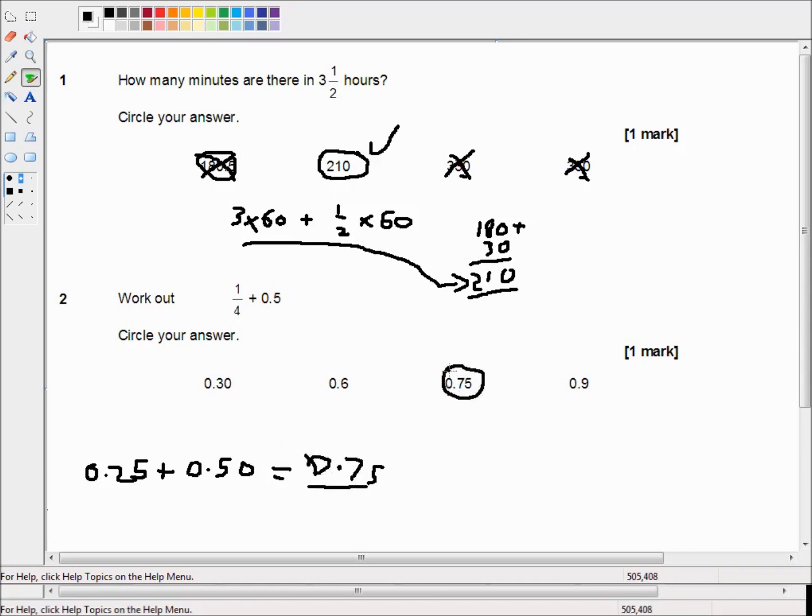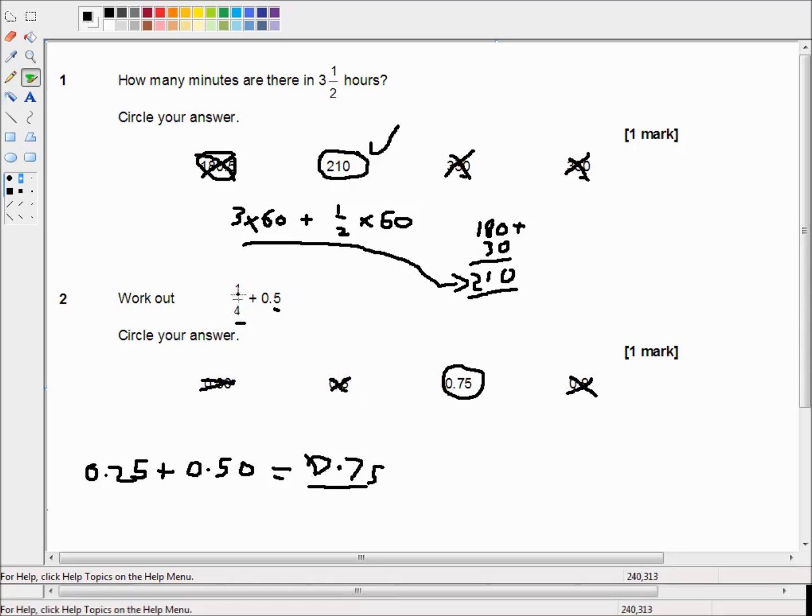According to the examiner's report, some people said 0.9. I suspect what they did, they added that 4 to the 5 and said, well, that's 9, and this is the only one that's got a 9. And that would be the wrong way to reason. I'm not sure where people might get these two answers from. I think they're quite spurious actually, but there you go.